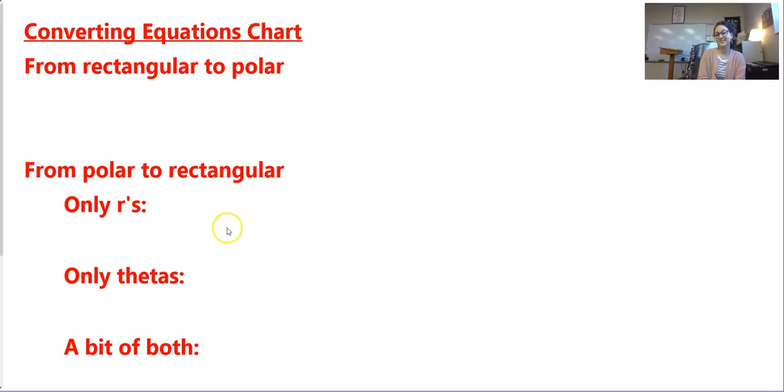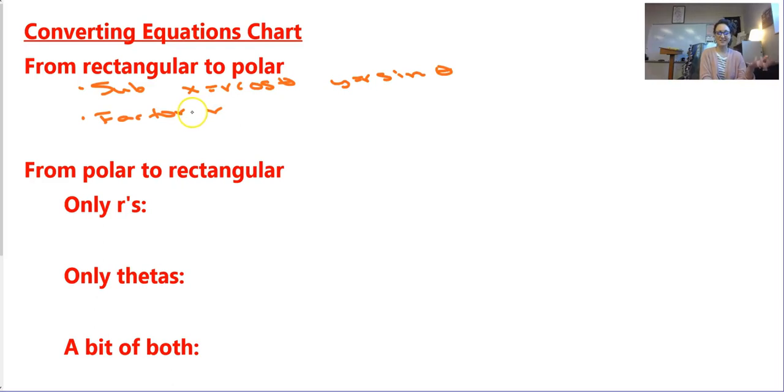Okay, so let's put all those strategies into one chart here. If I want to convert from rectangular to polar, then we're going to make the substitution of x equals r cosine theta, y equals r sine theta, factor out your r, so make sure anything that has an r is on one side, everything else on the other side of the equation, and then divide, in other words, solve for r.